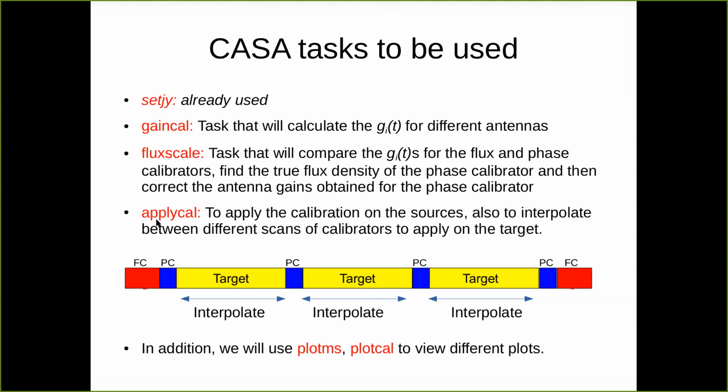Applycal, as is obvious from the name, is to apply your calibration. It will also interpolate; for example, for the target you have a solution here, and a solution here, so for the target time you interpolate in time to apply on the target. In addition, you will use the plotms task, which you have already seen, and plotcal to view different plots. So now I'll switch to CASA again.